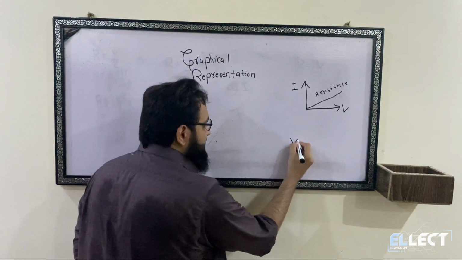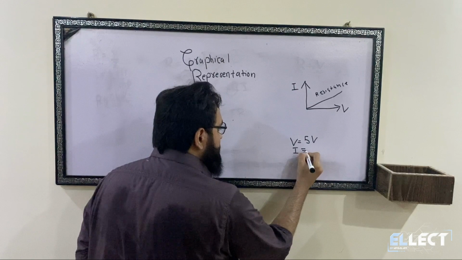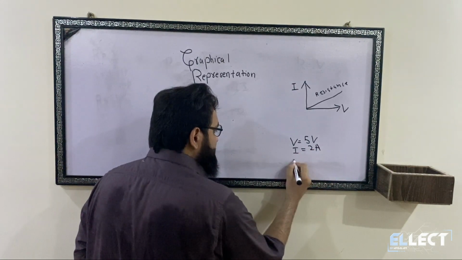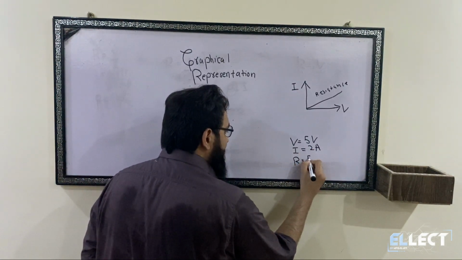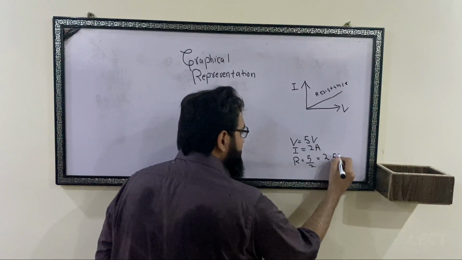Say, as an example, V is equal to 5 volts, I is equal to 2 ampere. For resistance, R will be equal to 5 over 2, which will be equal to 2.5 ohm.